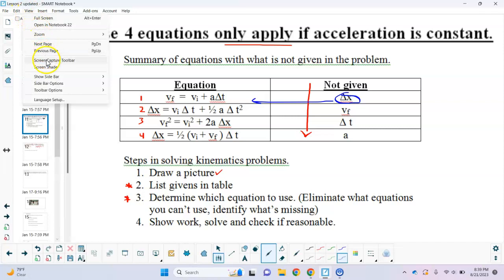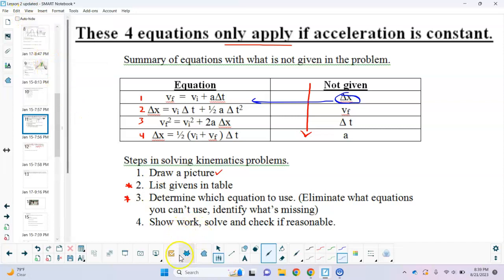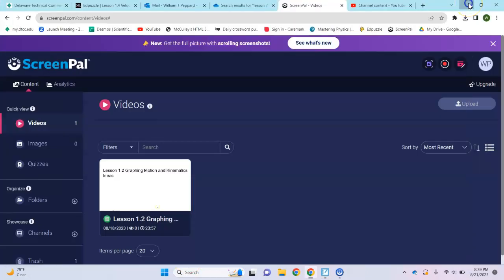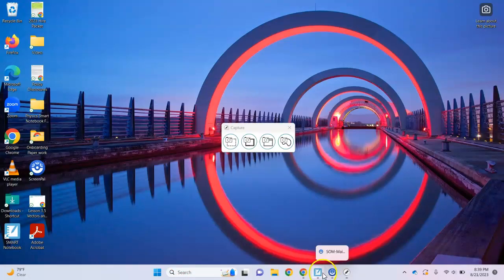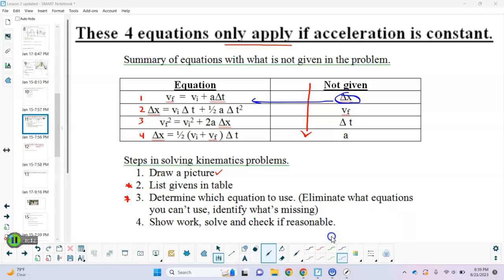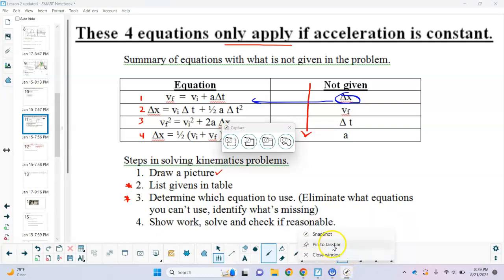Sorry, capture tool. That's what I want. Where'd it go? Oh, it just showed up. There it is. Okay. Let me just do something real quick so I don't lose it.